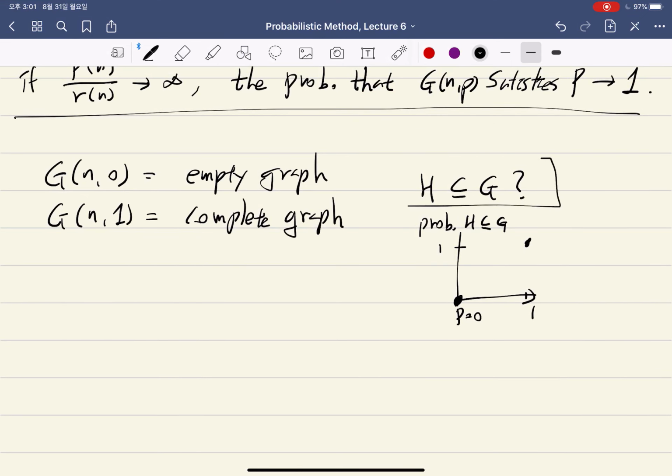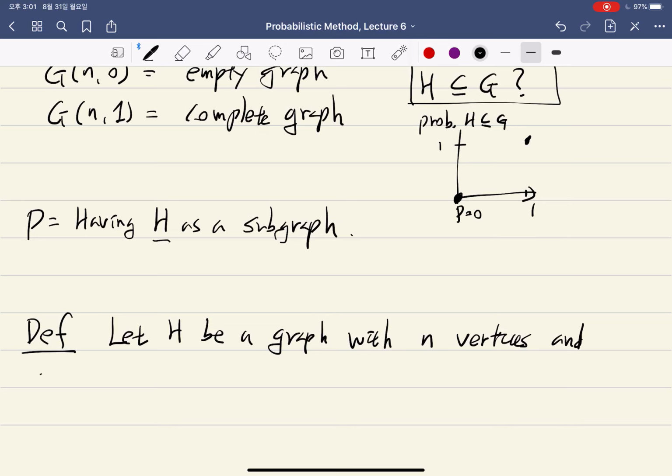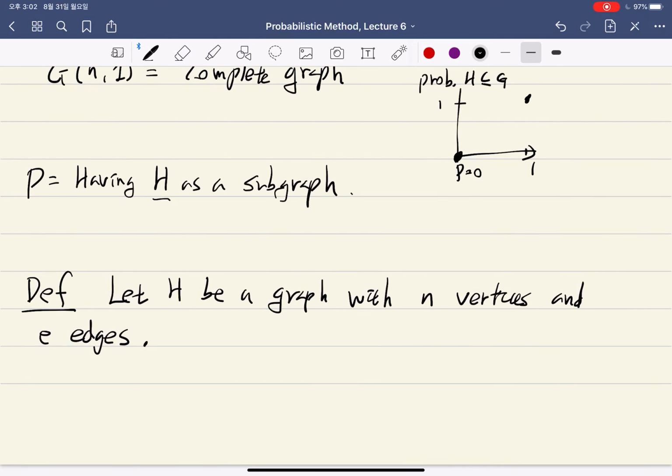So let's consider the property P, which is having a certain subgraph H as a subgraph. But not an arbitrary H; we want to consider the following H. Let H be a graph with n vertices and e edges. We call the density of H the number of edges divided by the number of vertices.